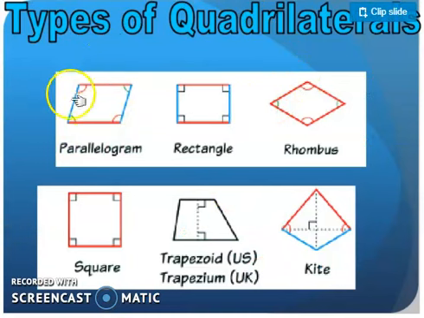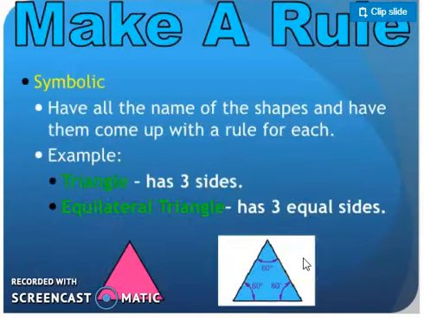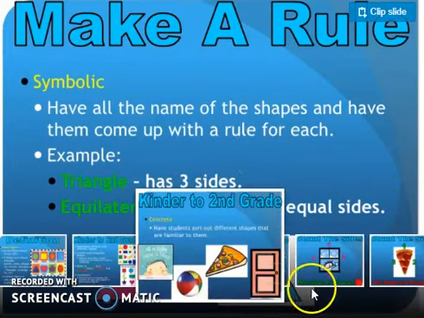Now types of quadrilaterals. We have first the parallelogram, which we studied, that has both pairs of lines parallel to each other. Now a rhombus, a square, a trapezoid or trapezium, a kite. Now make a rule. Write down all the names of the shapes and come up with a rule for each. Example: a triangle has three sides. An equilateral triangle has three equal sides. So now let's go to the next one.